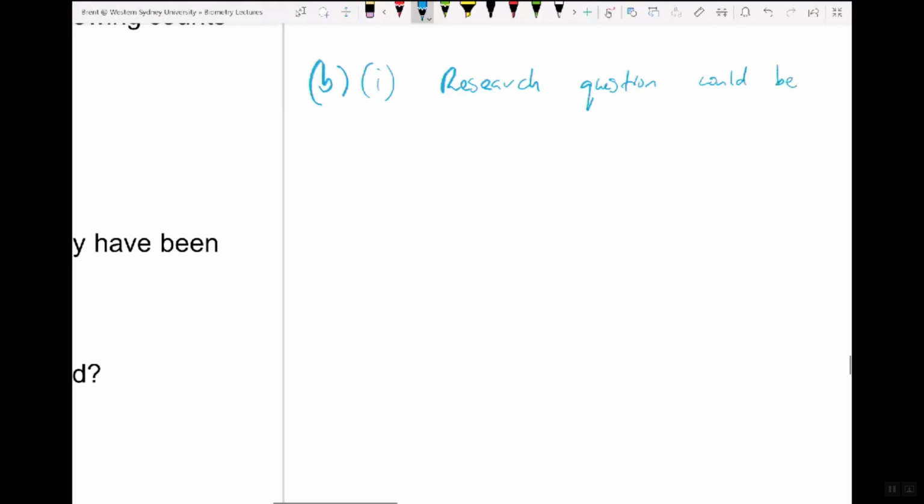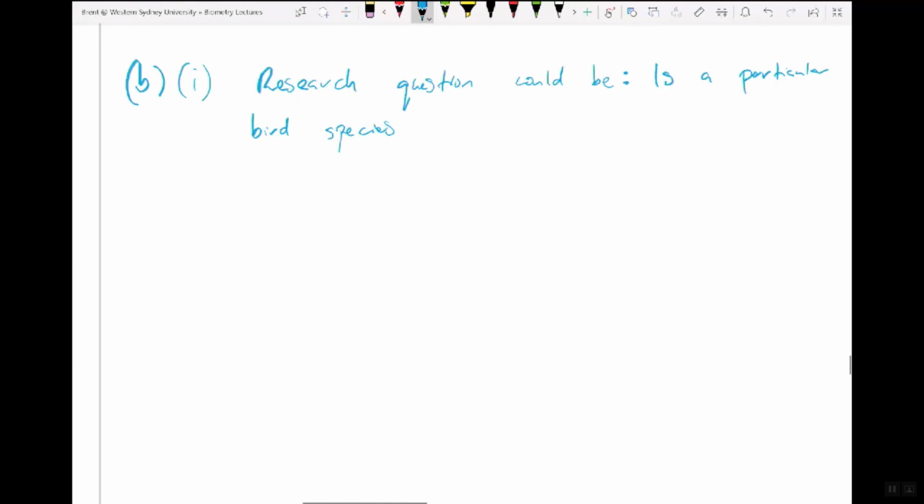Does bird species, or does habitat, or is there a dependence, relationship between species and habitat? Something along those lines. Are they independent, species and habitat? That would be another question that I could ask with this particular set of data.